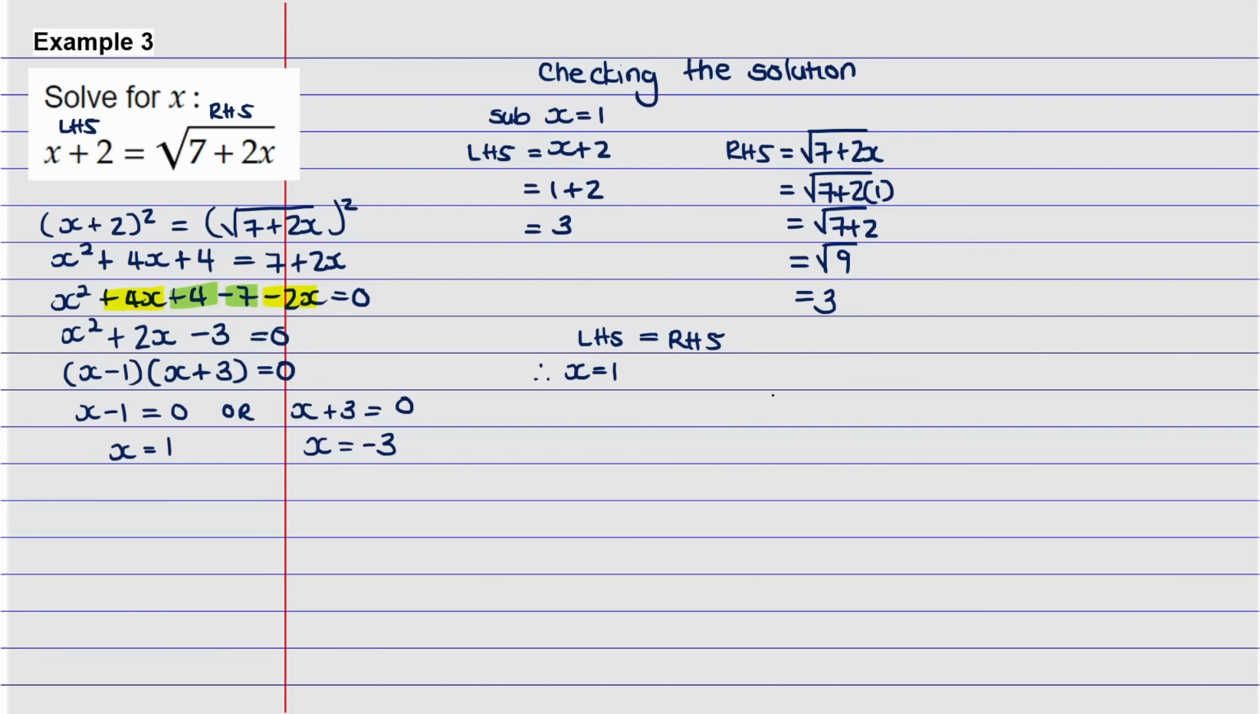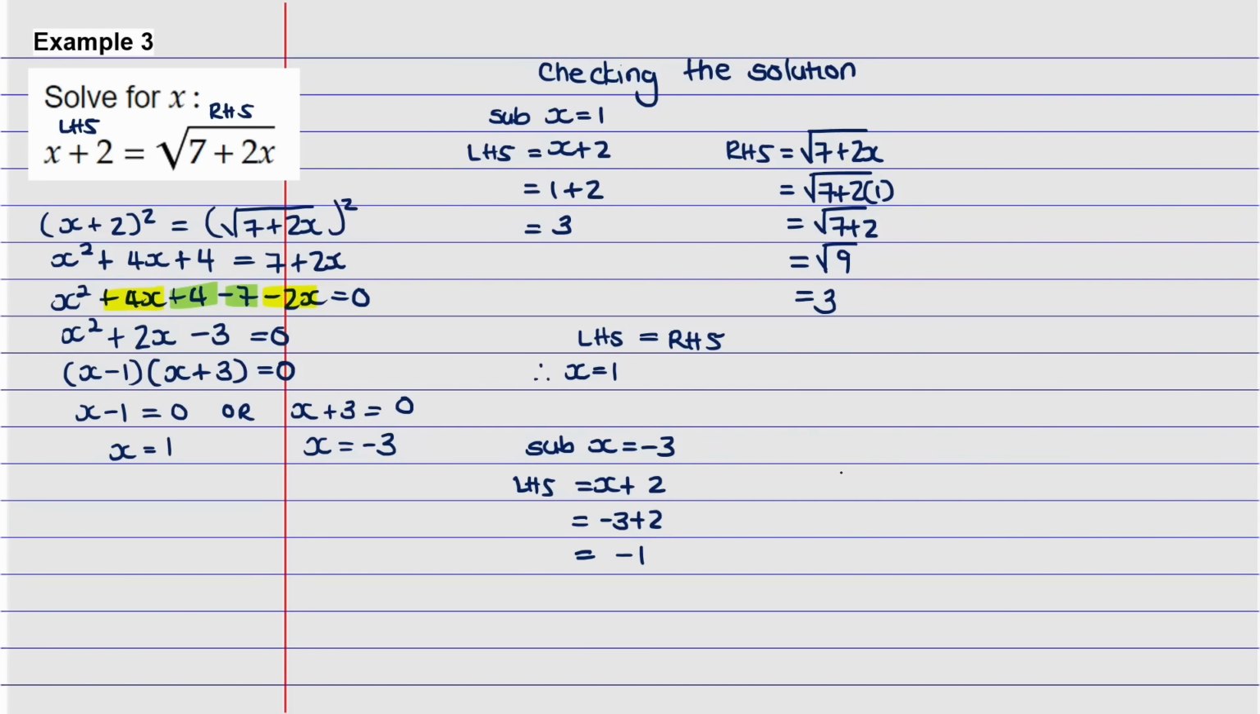So now we're going to check when we substitute x is equal to negative 3, right? We're going to start with the left-hand side. So it's going to be x plus 2. Wherever we see x, we're going to substitute negative 3. So it's going to be negative 3 plus 2. Here we're going to get our answer being negative 1, right? So that's what we're going to have.